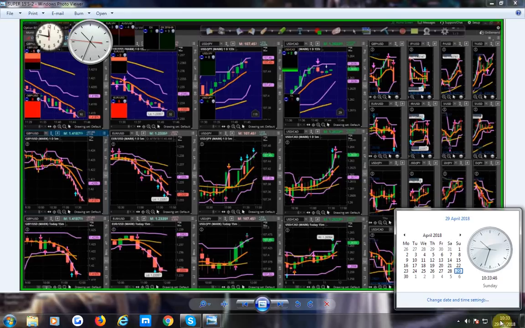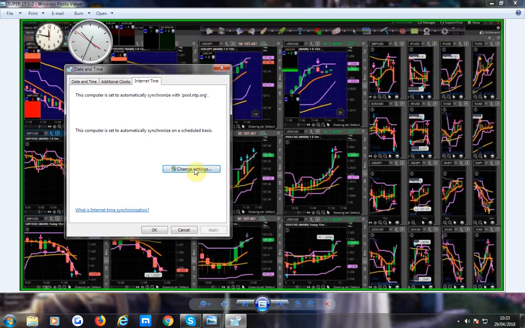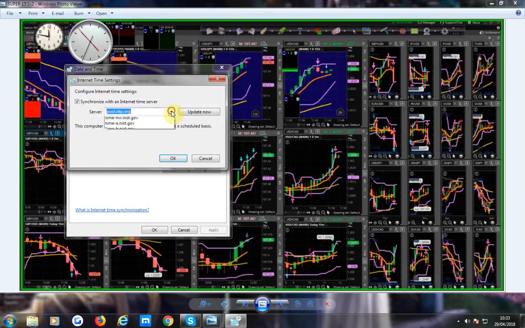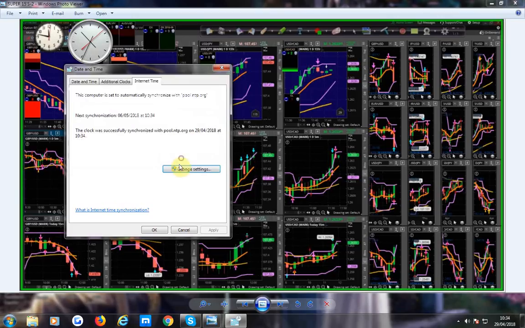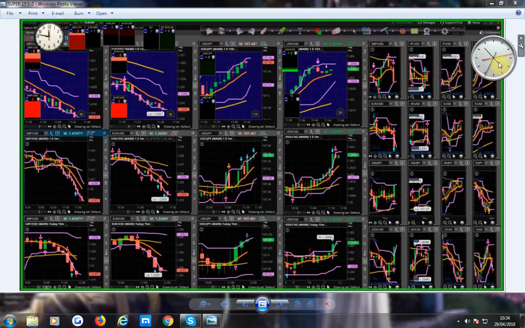In the right hand corner, change date and time, internet time, change settings, and then you'll see a drop down list here, and what you do is you go through them and find which one gets you closest to MT's clock. If you're a couple of seconds in front, don't worry too much, that's good. Okay, and then you just click update now and it will tell you that the clock's synchronized. Okay, right, that's that done.